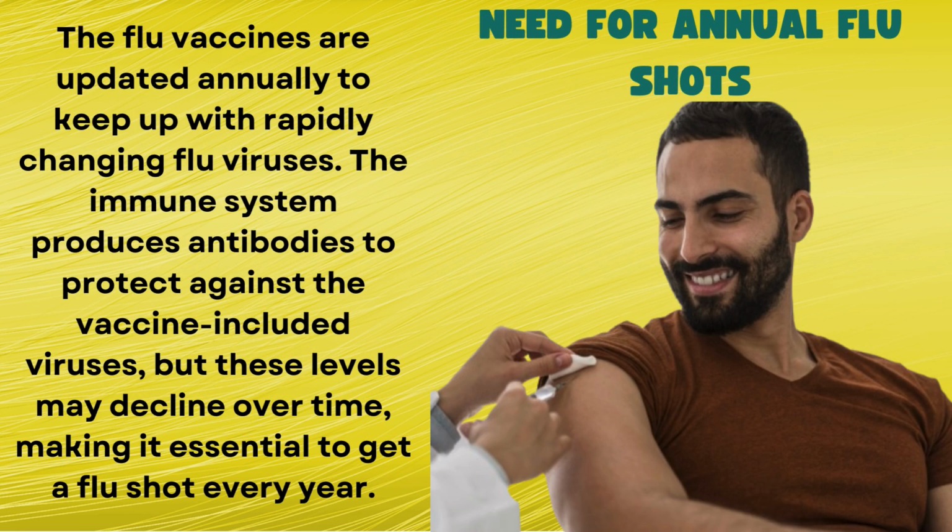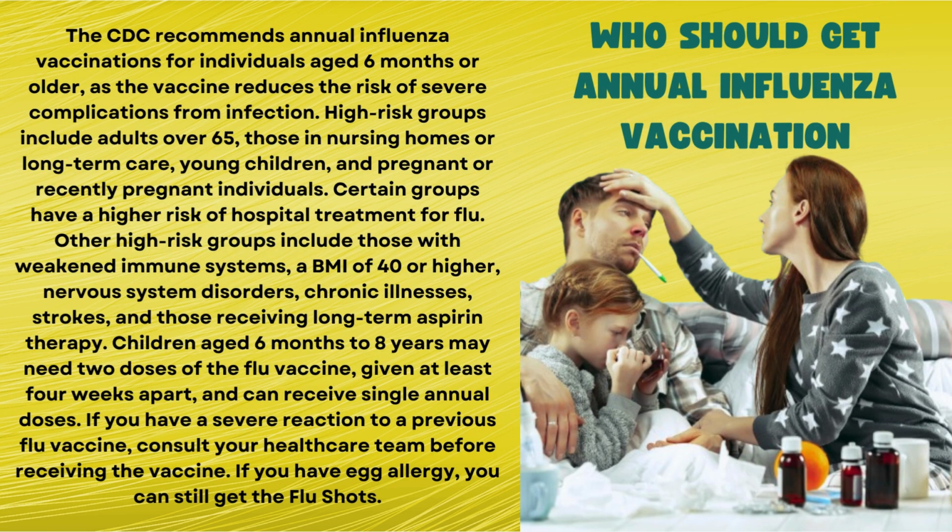Need for annual flu shots. The flu vaccines are updated annually to keep up with rapidly changing flu viruses. The immune system produces antibodies to protect against the vaccine-included viruses, but these levels may decline over time, making it essential to get a flu shot every year. Who should get annual influenza vaccination? The CDC recommends annual influenza vaccinations for individuals aged 6 months or older, as the vaccine reduces the risk of severe complications from infection. High-risk groups include adults over 65, those in nursing homes or long-term care, young children, and pregnant or recently pregnant individuals. Certain groups have a higher risk of hospital treatment for flu.